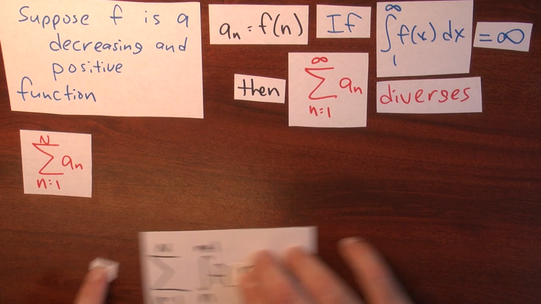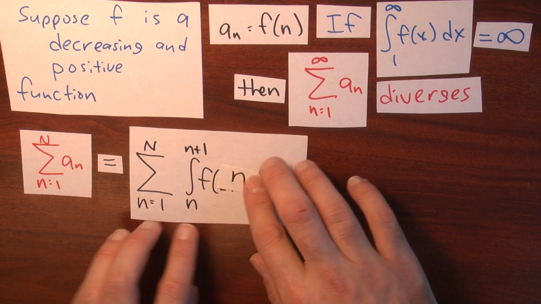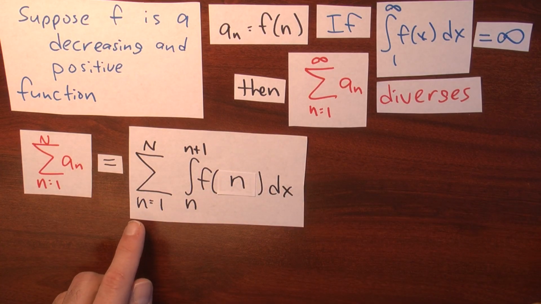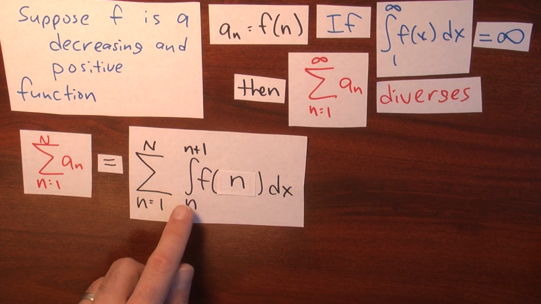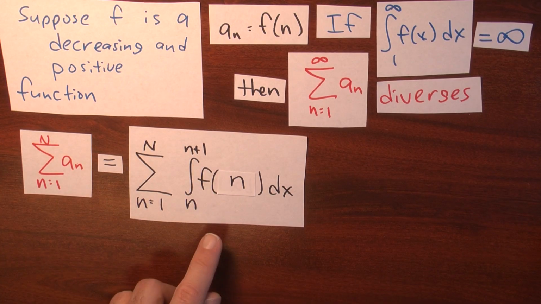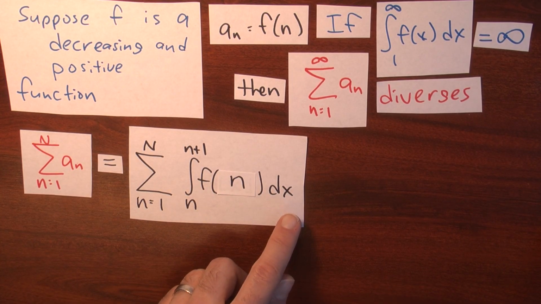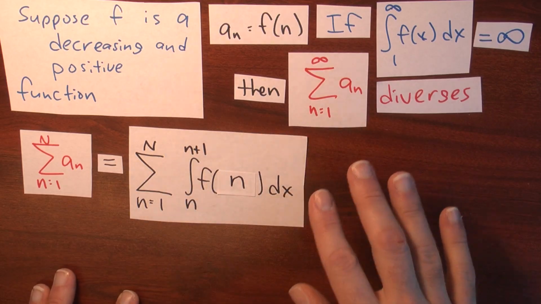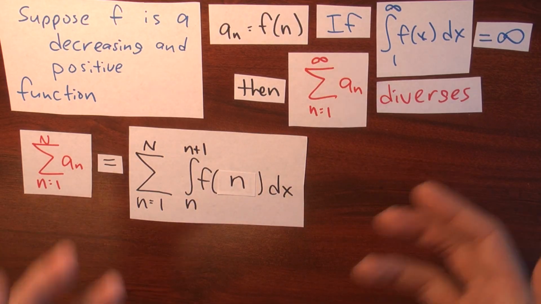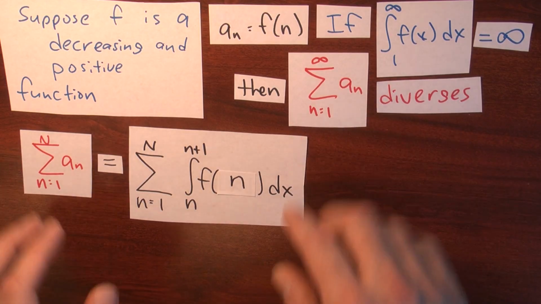The first thing I can say is this, that the sum of the a sub n's is equal to the sum, little n goes from 1 to big N, of the integral x goes from n to n plus 1 of f of n dx. And although this looks somewhat fearsome, it's true for a not very deep reason. The upshot here is what?